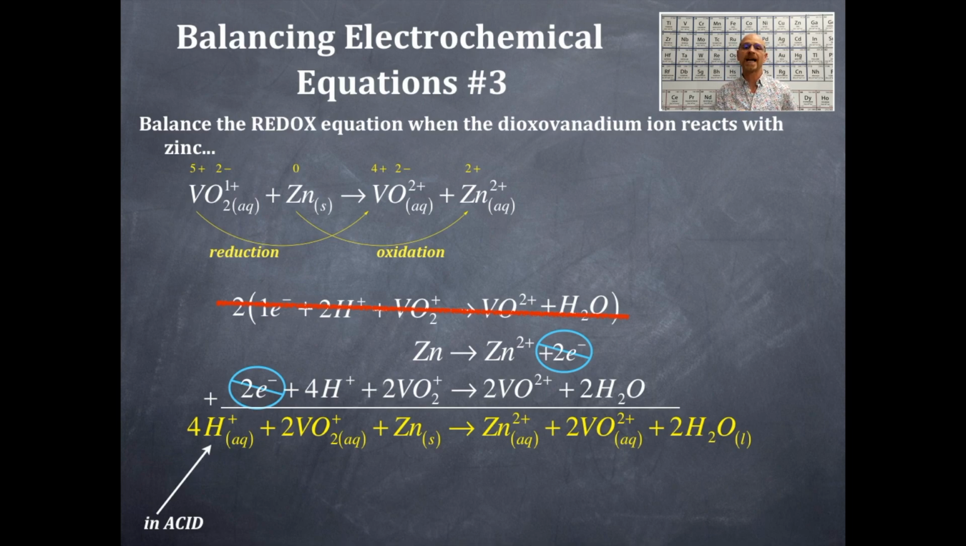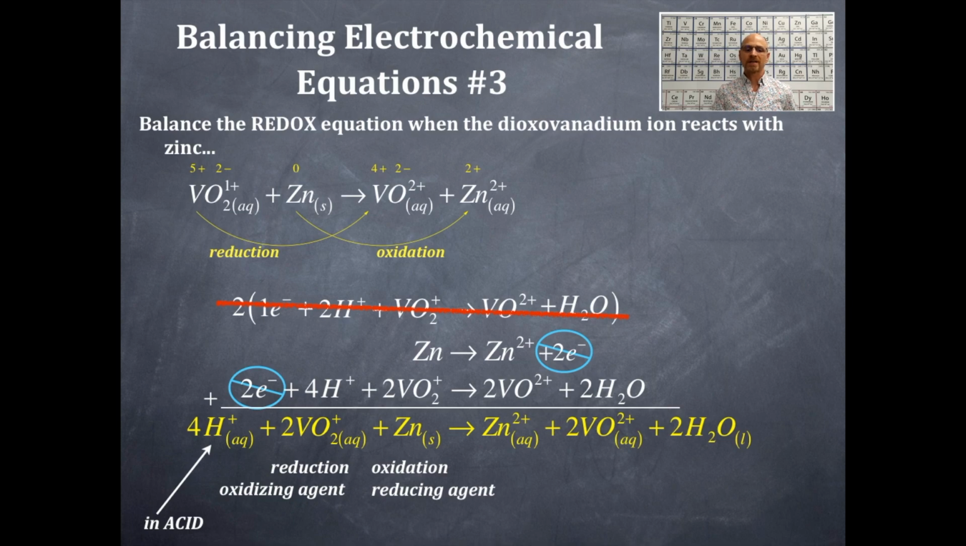Doesn't matter if it's on the reactant or the product side, those extra hydrogen ions will let you know that it is in an acid solution. Furthermore, we can label what is the reduction and what's the oxidation half reaction. Remember, this is always in relationship to the reactant side. You can never label the products. So the reduction portion of it is that vanadium, and the oxidation portion is the zinc.